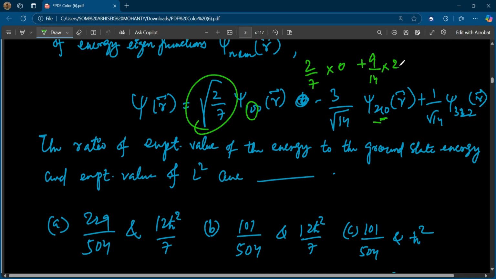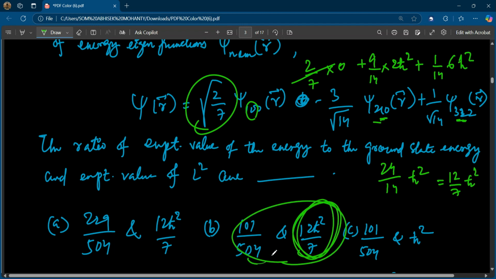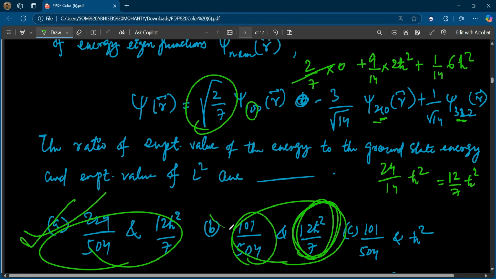So 2 h cut square, plus 1 by 14, and l is 2, so 2 into 3, that is 6 h cut square is also there. So this is 0, and 18 plus 6 is 24 by 14 h cut square, so 12 by 7 h cut square. So this is the answer. This one you have to calculate and you will get this.